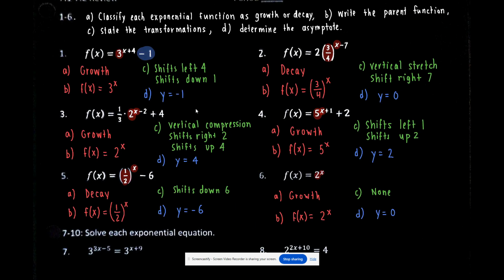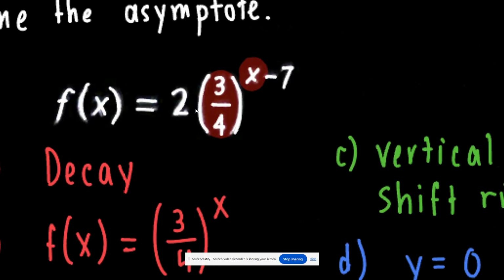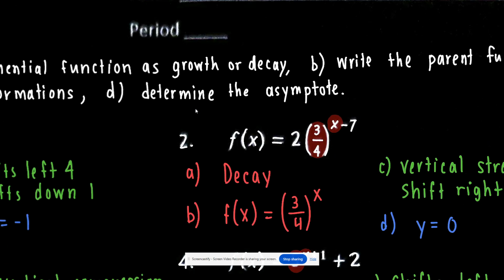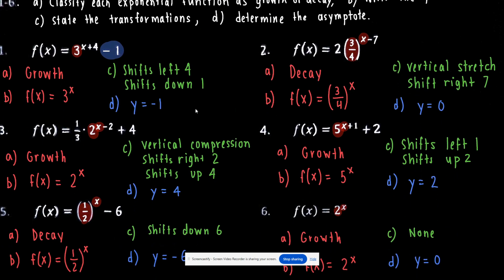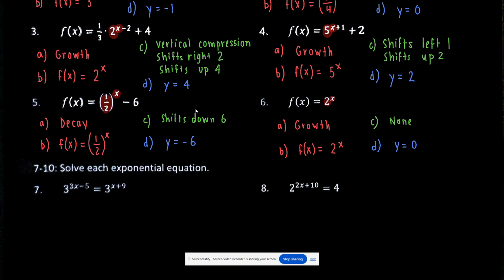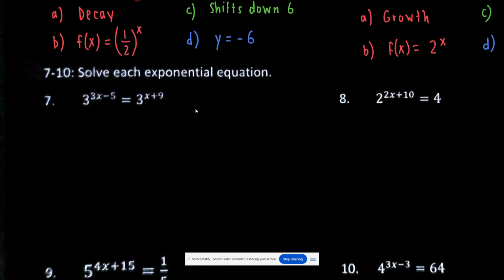Remember, if there had been a negative out in front, for example, if there had been a minus sign right here, that one would have reflected over the x-axis. So again, we talked about those. You should remember them. All right, let's move along.